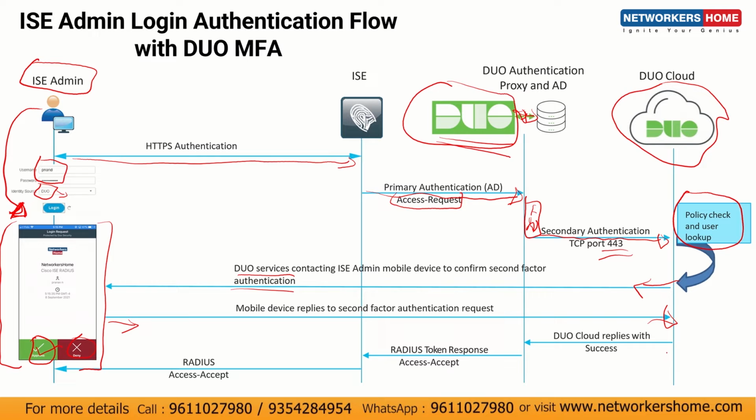After that, the DUO cloud replies that the second factor is successful. On the basis of that, the DUO authentication proxy now knows that both factors are complete. It gives the access accept in return to the access request which we saw earlier as the first request. The RADIUS token response will be access accept, and the final output will be that ISE gives an access accept to the user, and the user will be successfully able to log in to the ISE GUI.